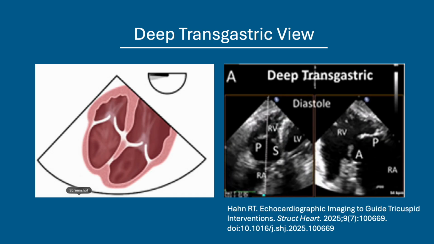This lecture would not be complete without mentioning the deep transgastric view of the tricuspid valve. This image can be achieved by advancing the TEE probe deep, turning the probe to the right, and anteroflexing. In this view, the septal leaflet is medial and the posterior leaflet is lateral in the short axis view. In the long axis view, you can see that the anterior leaflet is anterior and the posterior leaflet is in the near field.